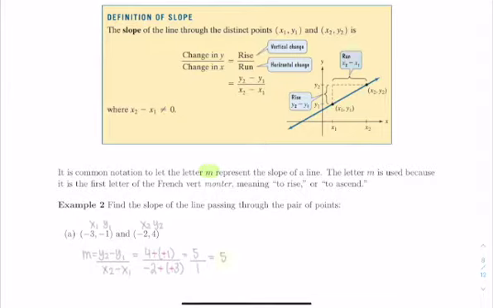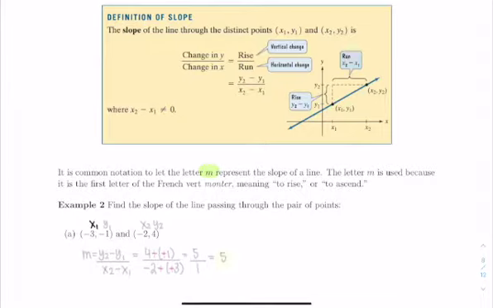So let's go ahead and find the slope of the line passing through the pair of points. What's great about this is it doesn't matter which point is (x1, y1) and which one's (x2, y2). As long as you keep the order the same on the top as you do on the bottom, you can put these in any order that you want to. I personally just label them as (x1, y1) when it's the first set of points, but you can do it the other way. It does not matter.